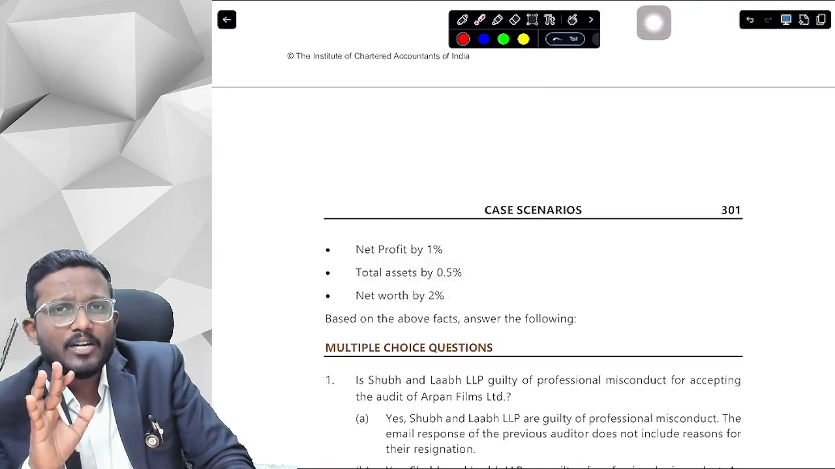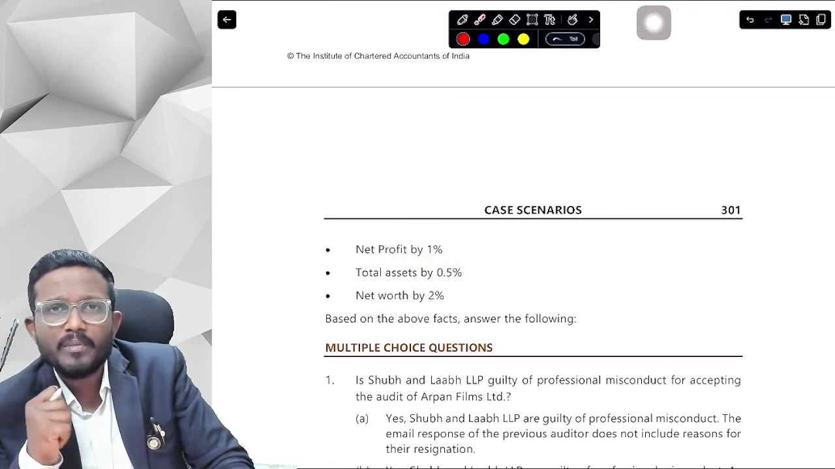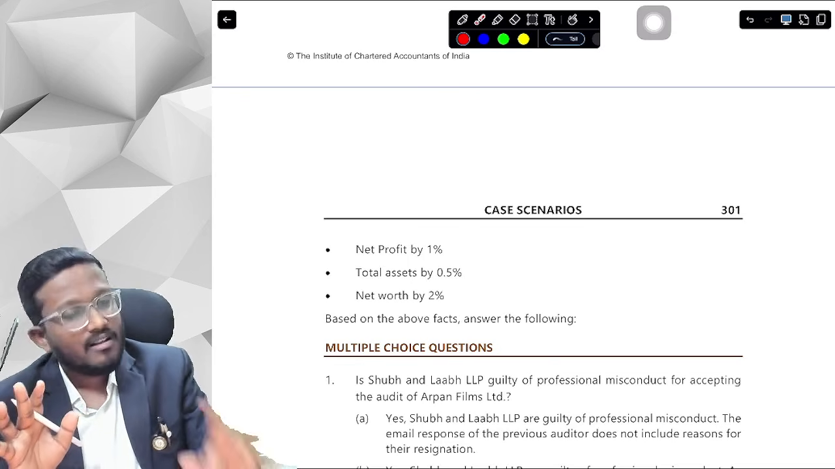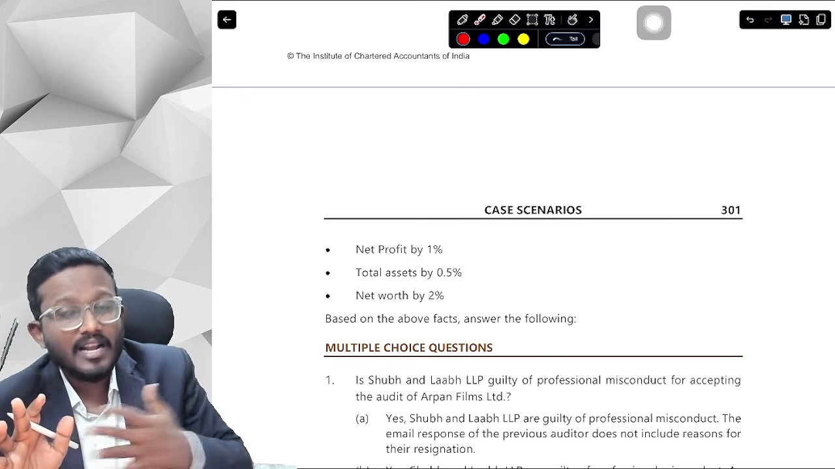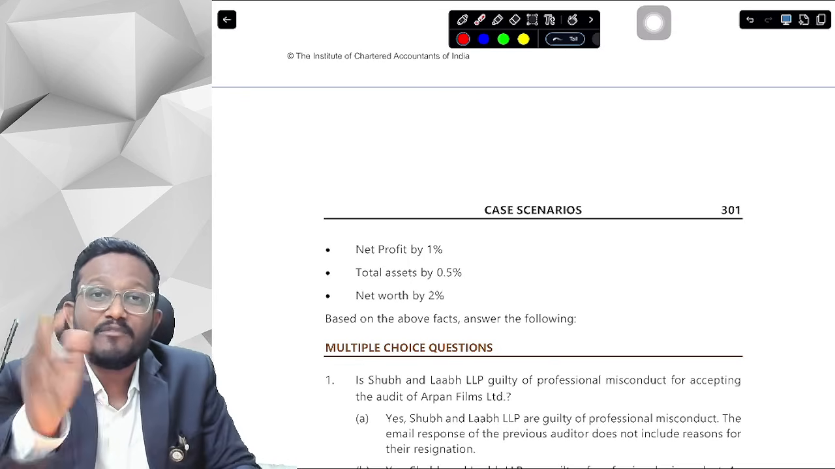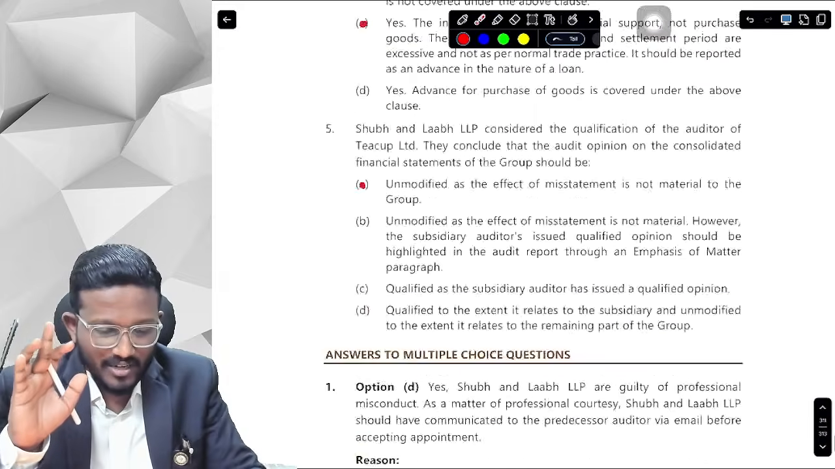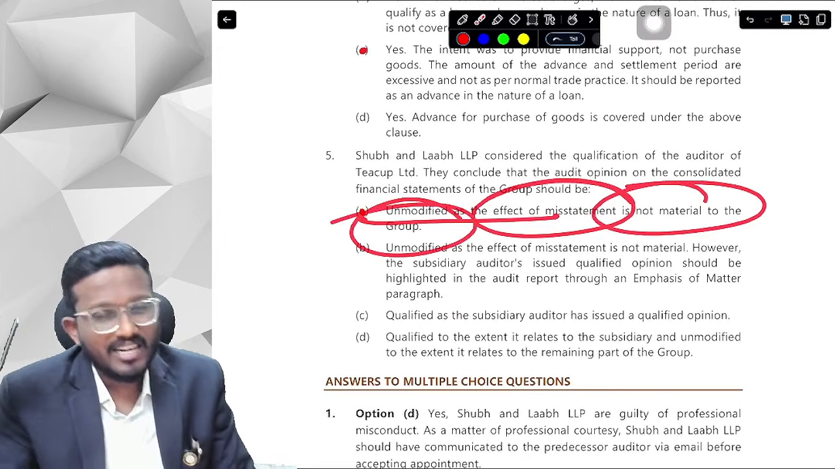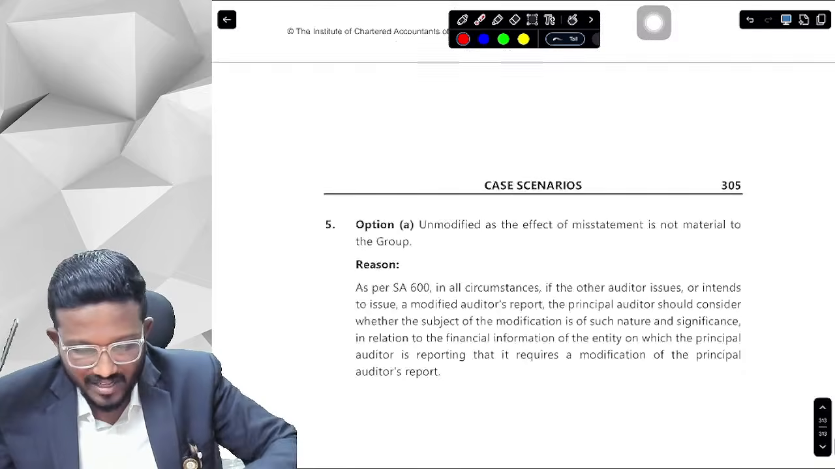Do you think it is material to consolidated financial statements? No, sir, it is not material to consolidated financial statements. Do I need to modify my opinion? No. Obviously, the subsidiary auditor will modify its opinion, but not the CFS auditor, because from the CFS point of view, it is not material. So it is saying unmodified, as the effect on the opinion is not material to the group. So we will issue an unmodified opinion only.